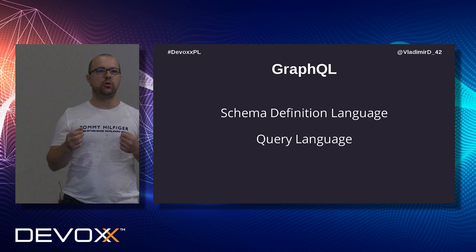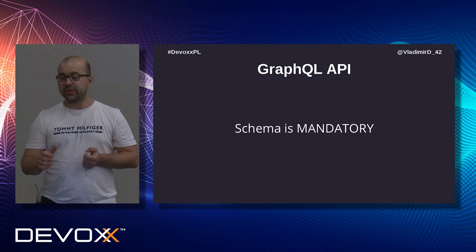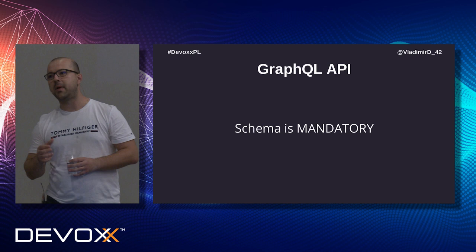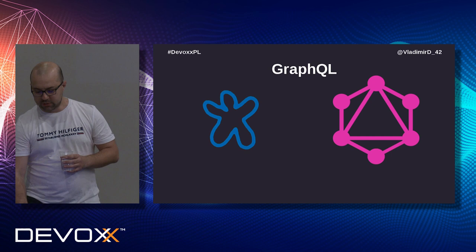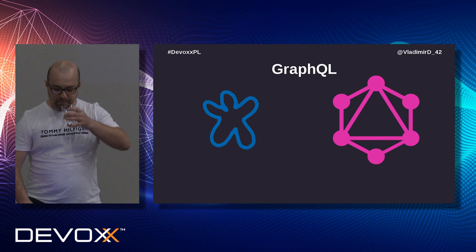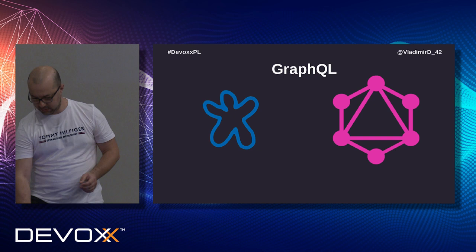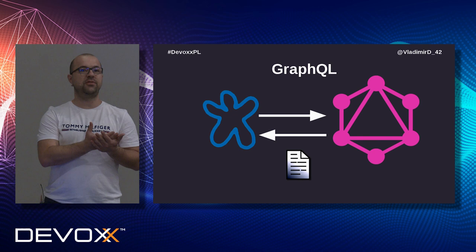One thing to remember is that in GraphQL, the schema is mandatory. If you come from the REST API world, you probably know the schema is optional, at least in REST. In GraphQL, it's mandatory, and the reason is very simple. On the initial connection, we have a client and a GraphQL API. When the client connects to the server, the server will send back the whole specification and say, this is my specification. This is how your request should look. This is how my responses will look.